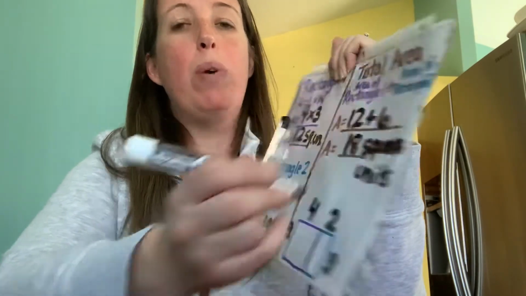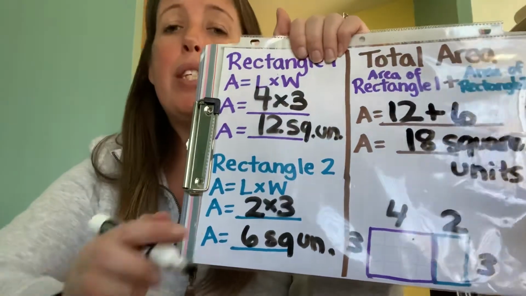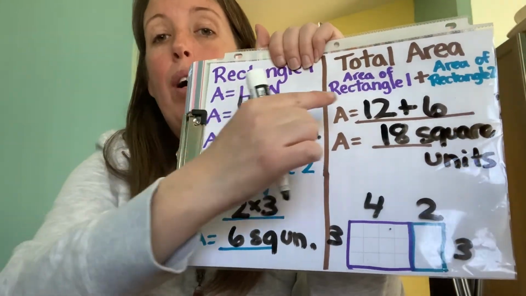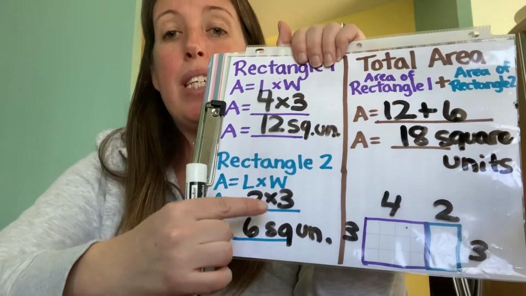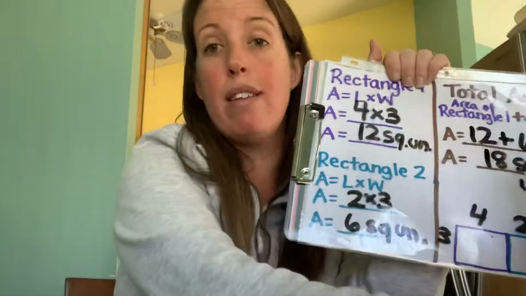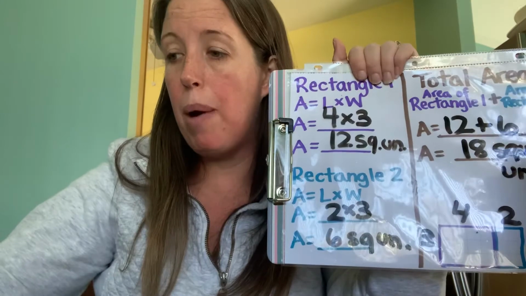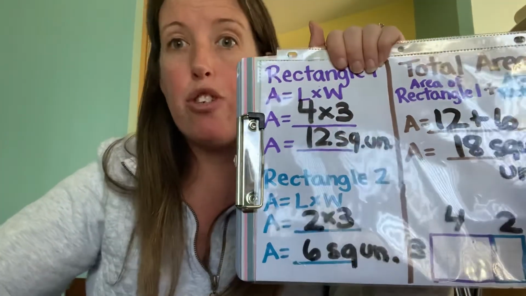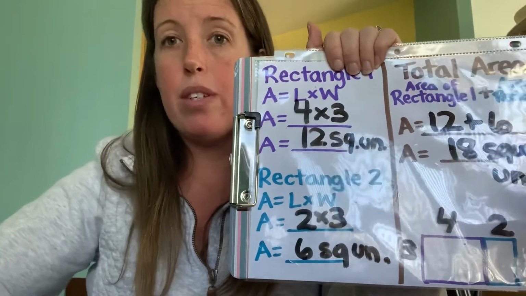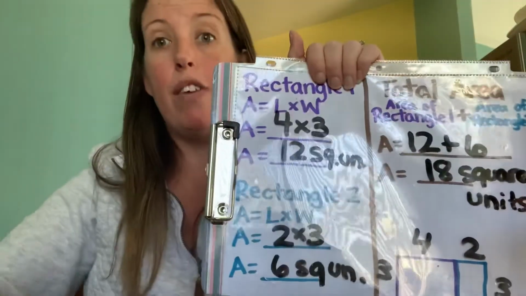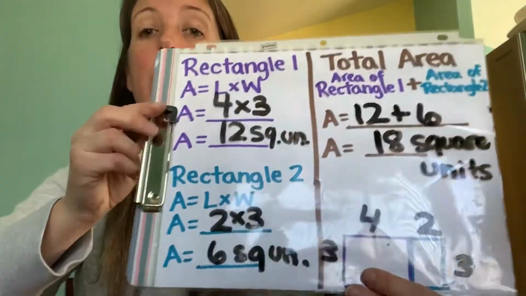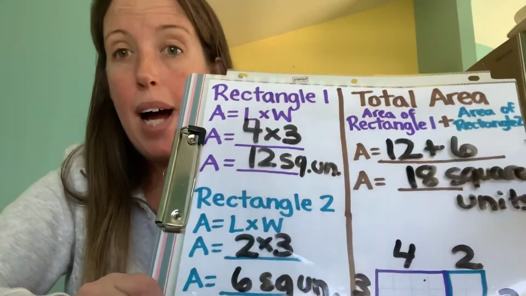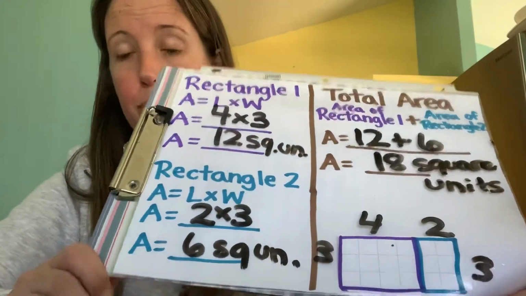Now I want to mention one last thing. If for some reason you got 3 times 4 or you got 3 times 2, it's okay. You'll still get the same product because of the commutative property. So it's all right if you're not sure which is the length and which is the width. You'll still get the same product and eventually area. Okay, so that's how we can find the area of a combined rectangle.